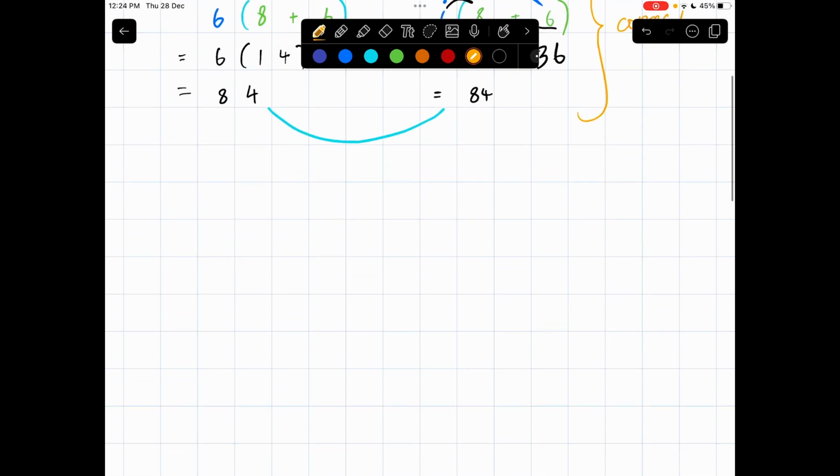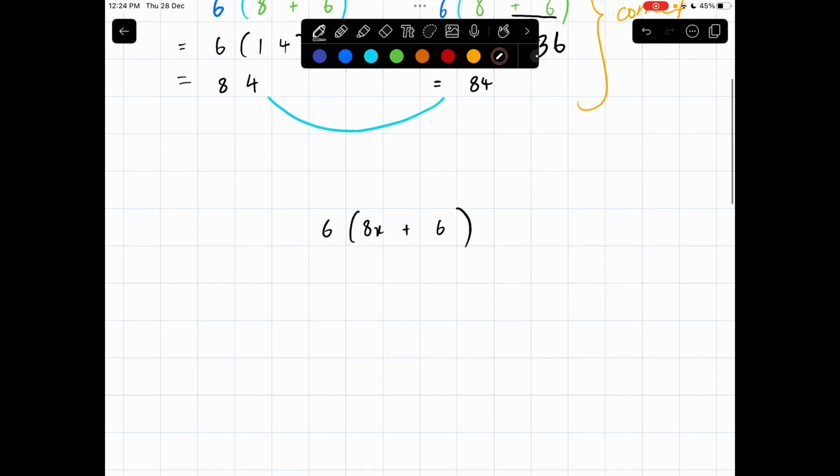Remember? The one where we said 6 times (8x plus 6). So in this instance, we can't add 8x with 6 because there is an unknown attached to it and they both don't belong to the same family, or should I say the same category. Therefore, we will have to expand it. The same concept applies. You're going to multiply the outside number with the inside number one by one, 1 and 2. So here, what you can do is 6 times 8x.